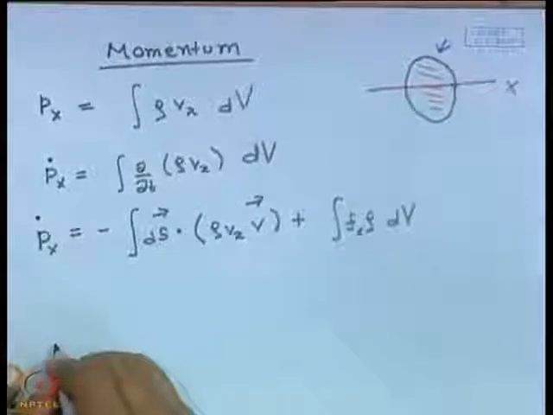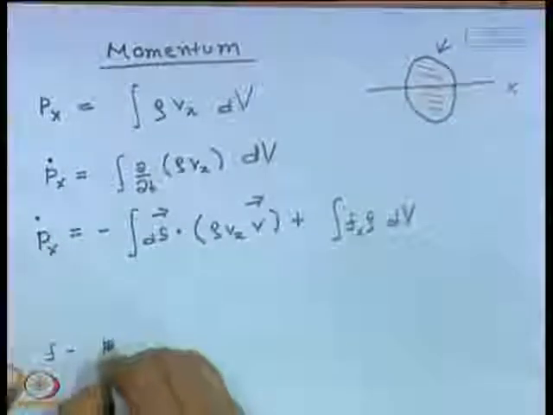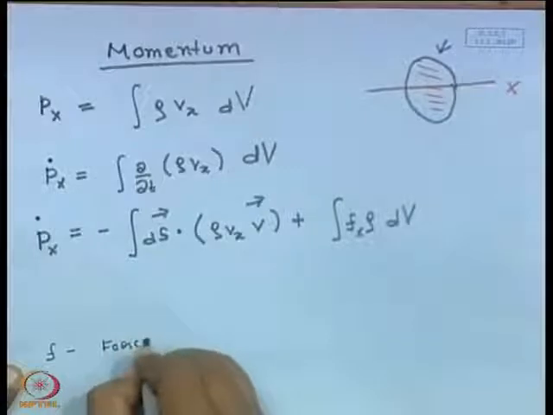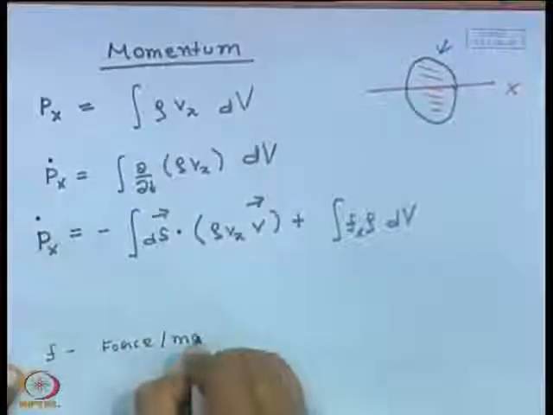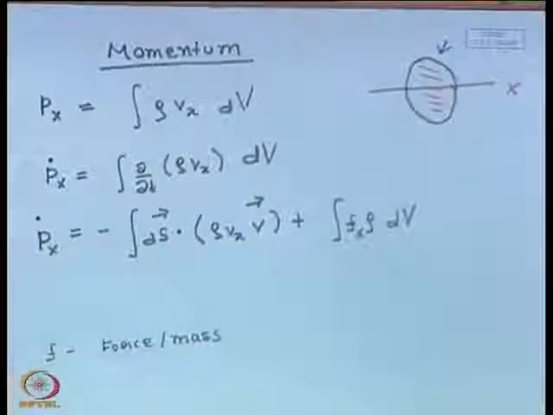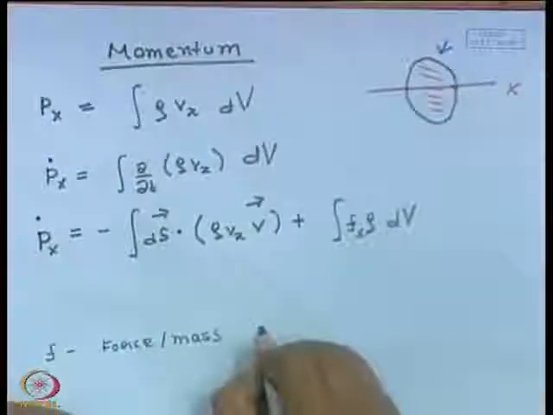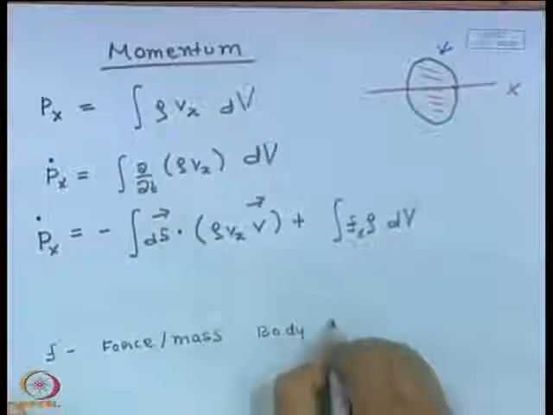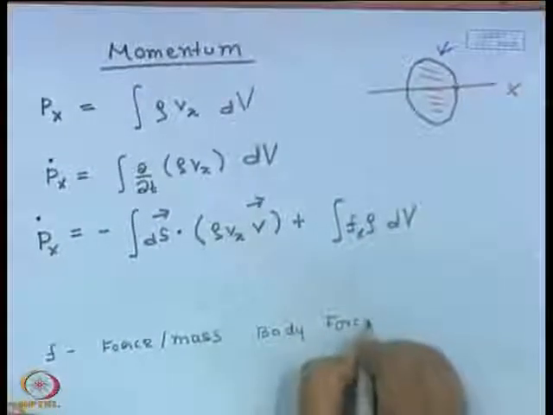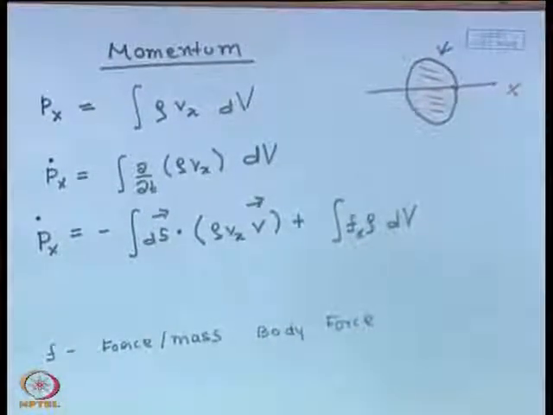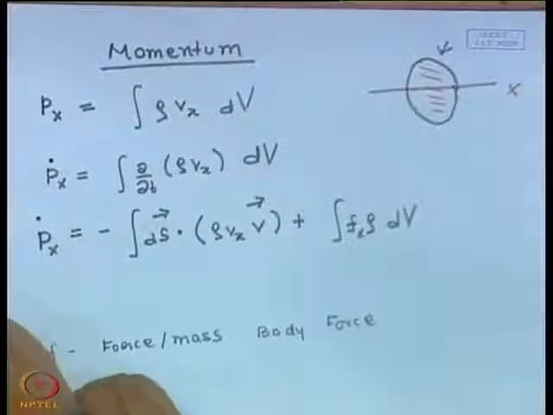Let me note what these terms are. So, F is force per unit mass. Okay, it is a body force. And we will consider a particular type of surface force which is pressure P.